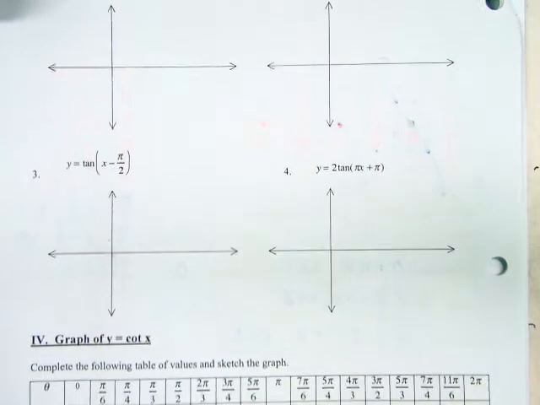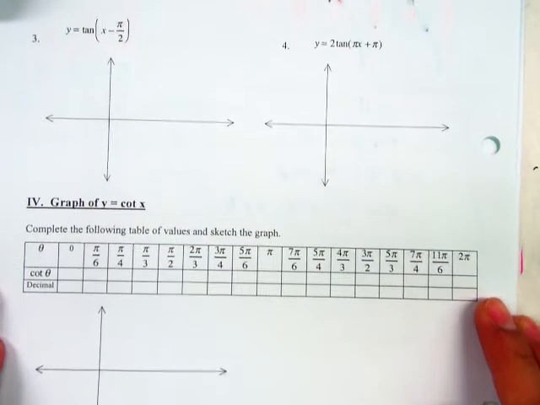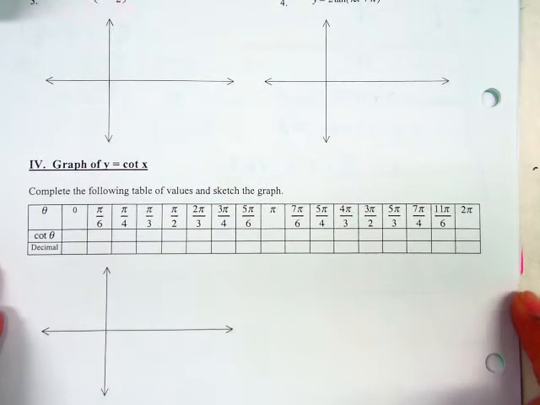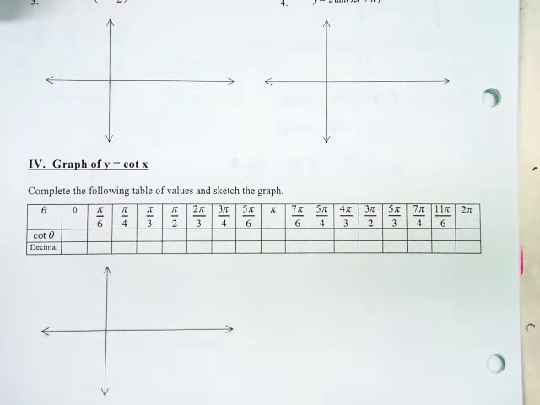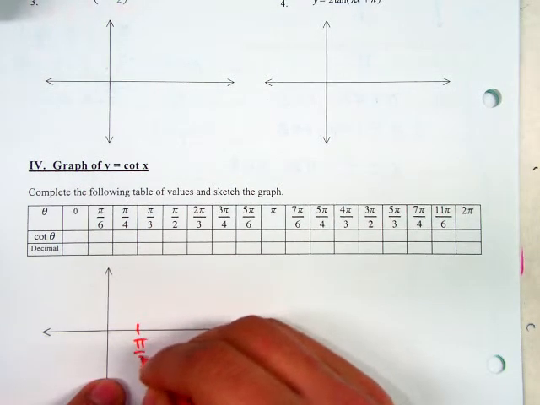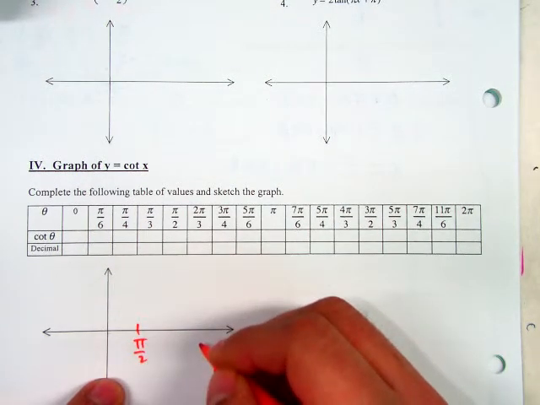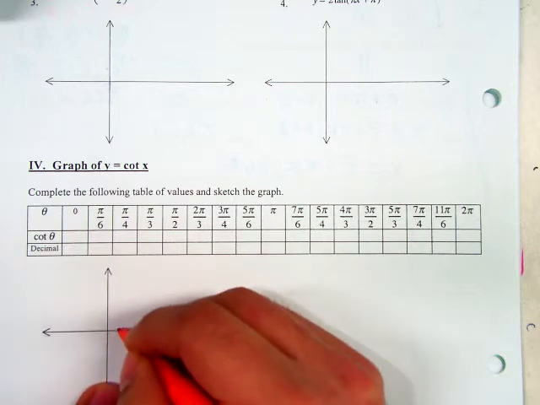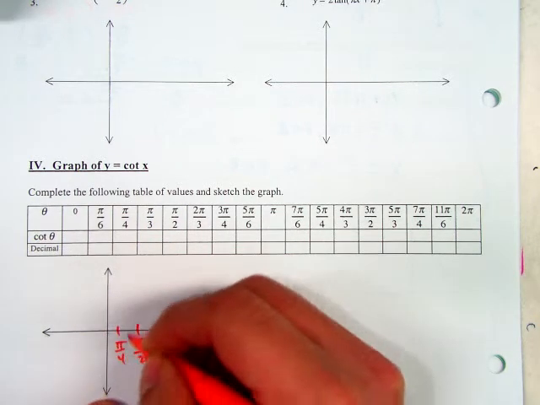All right, let's go to cotangent. We'll do the exact same thing for the cotangent graph. We'll start with pi over 2. We'll go in between at pi over 4.